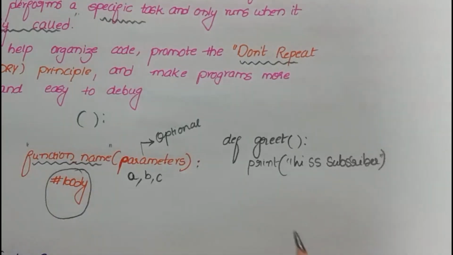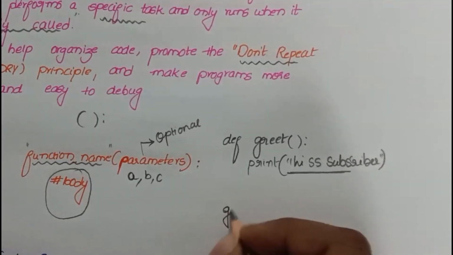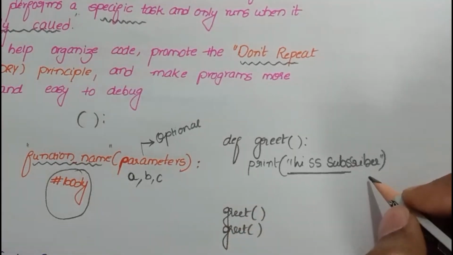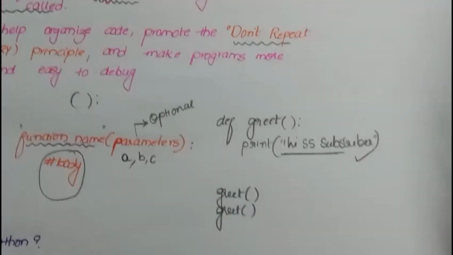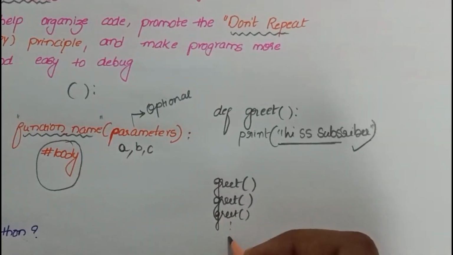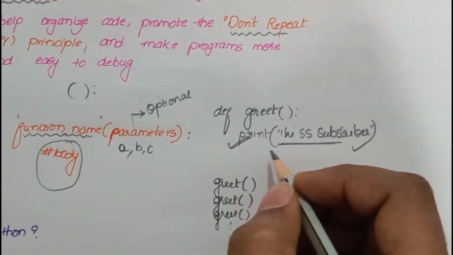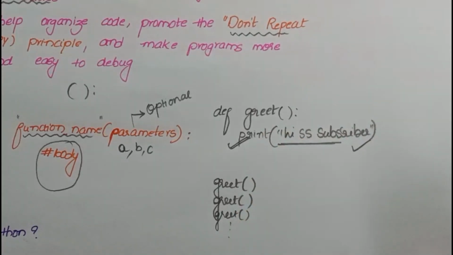That's it. This is a small function. Whenever you want to print this statement, you just have to call that function like this. If you call it multiple times, the same print statement will get printed multiple times. If you want to call that function 10 times, you can write greet, greet, greet like this 10 times. This statement will get printed 10 times because only this statement is present in the body of this greet function. In this way, a function is defined and called in Python.